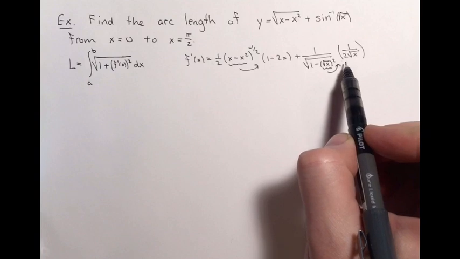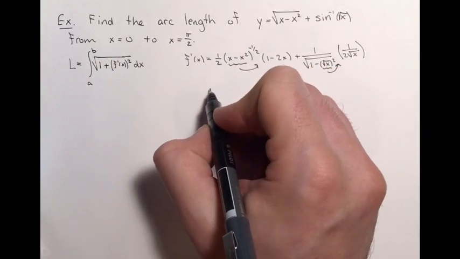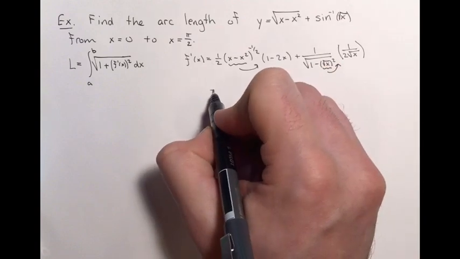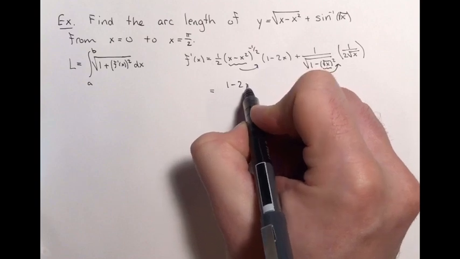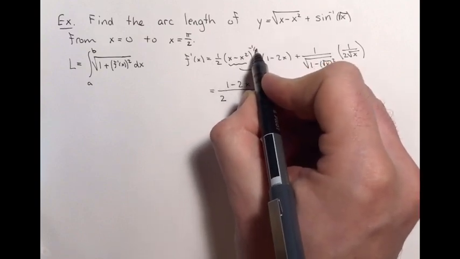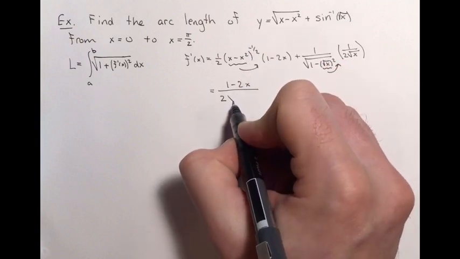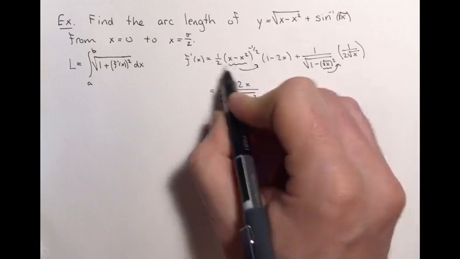Similar to any of the other arc length problems, the first thing we do is simplify it as much as possible. And for this one, that's going to be quite a bit. So this we rewrite. We have 1 minus 2x. Put this 2 into the denominator, and this with an exponent of negative 1/2 is just going to become the square root of x minus x squared. So that's our first term.